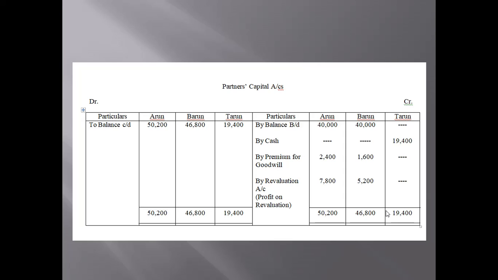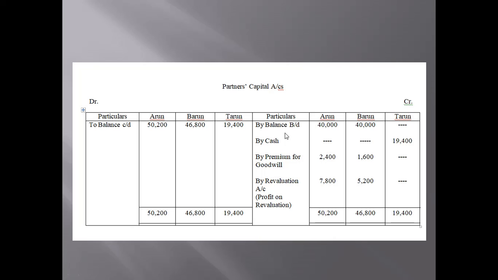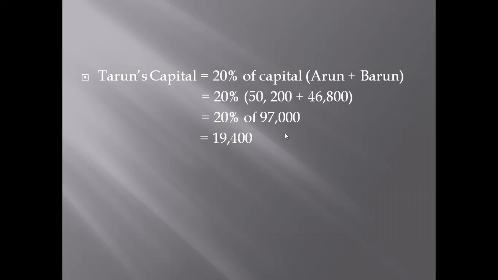And contributes his share of capital, 20% of the adjusted capital of Arun and Barun. So just now we got the adjusted capital. Just now you have found this 50,200 and 46,800. This is the adjusted capital of Arun and Barun. As you can see in the next slide, Tarun's capital is equal to 20% of the capital of Arun plus Barun. So that means the adjusted capital, 50,200 and 46,800 from Barun. Do the total. How much will it be? 97,000.